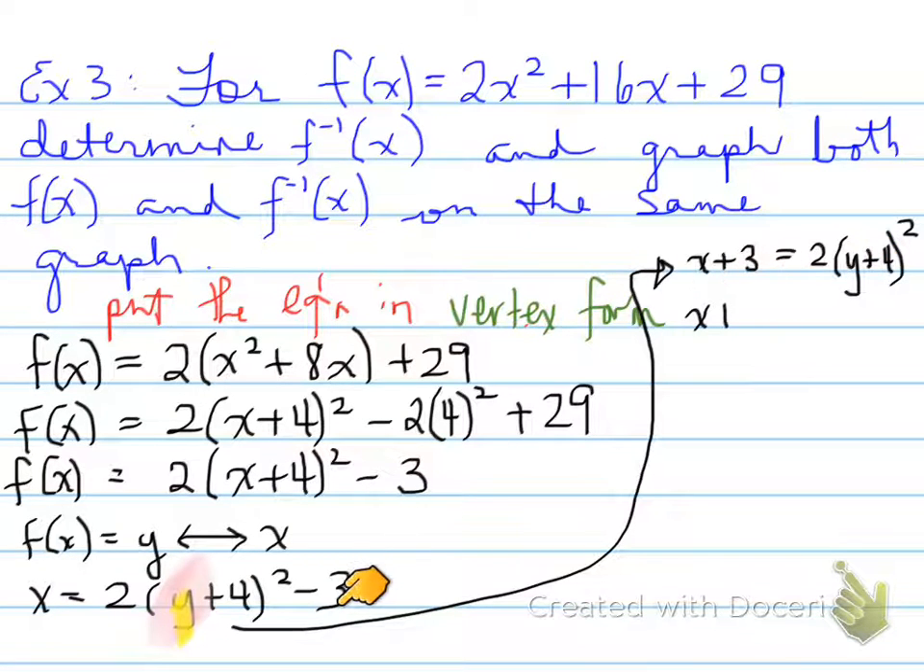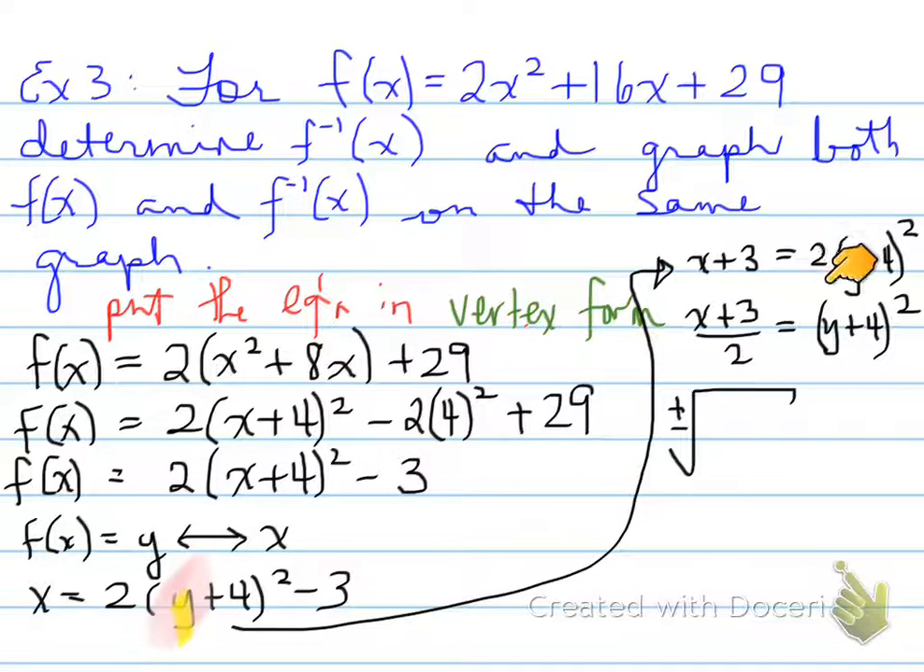So what do we move over? We move the minus 3 over. It becomes plus 3, exactly as such, equals 2 times y plus 4 all squared. Next, what you're going to do is divide by 2 equals y plus 4 all squared. Next, what we're going to do is take plus or minus the square root of x plus 3 over 2. Now notice the way it's written here.